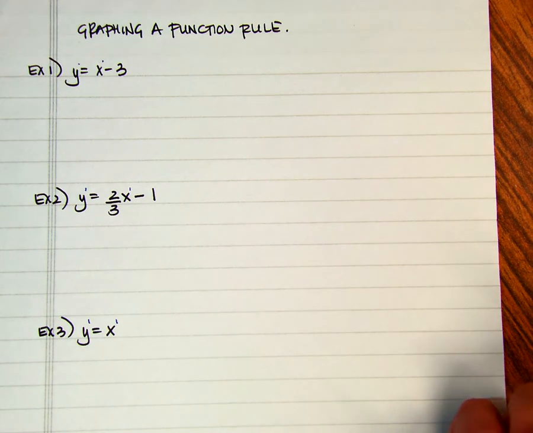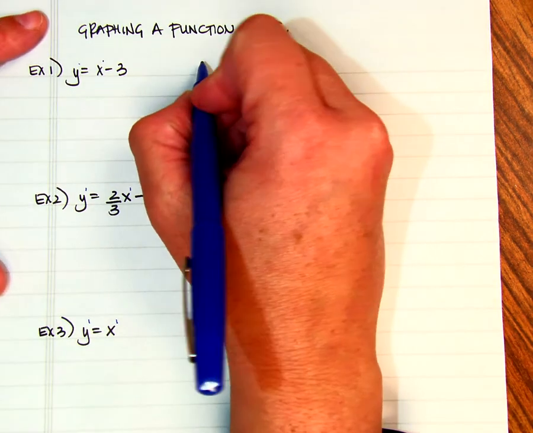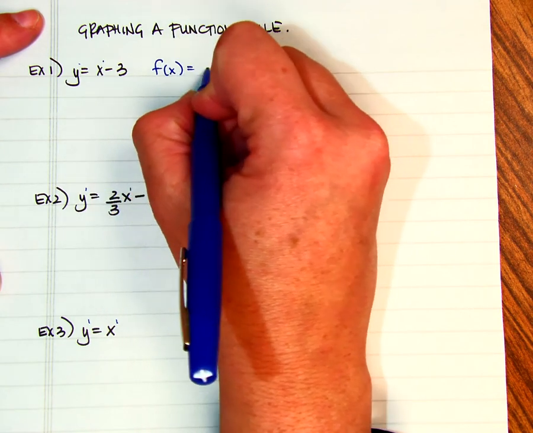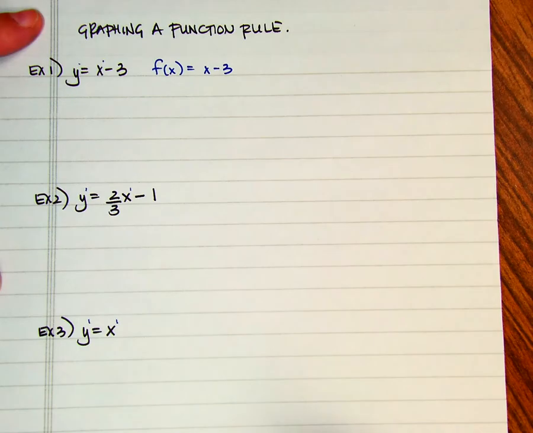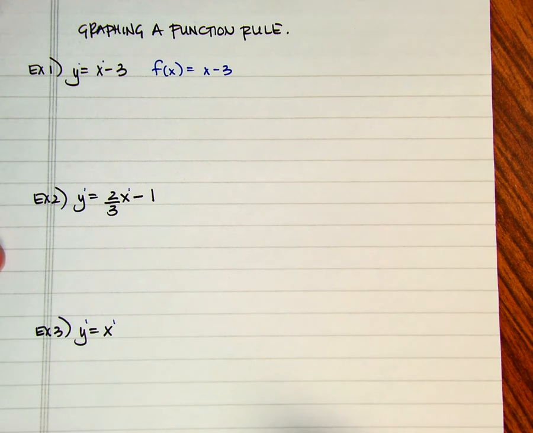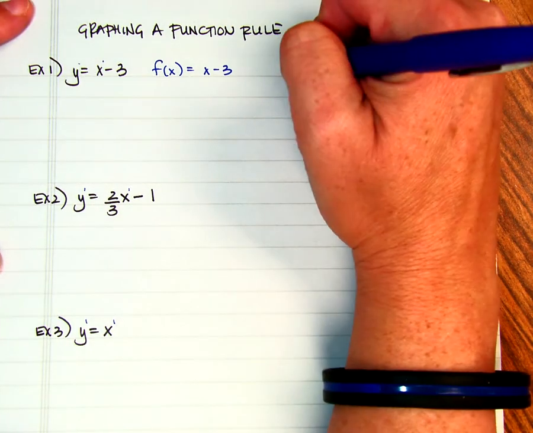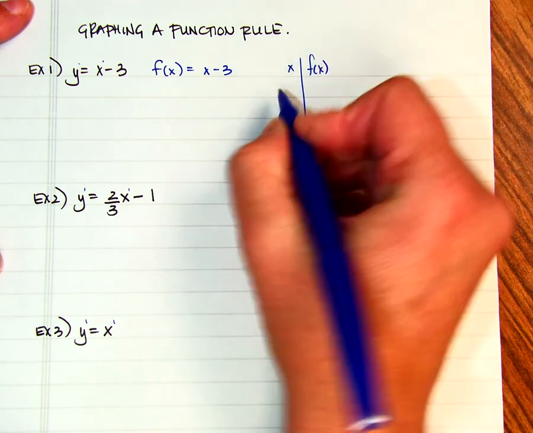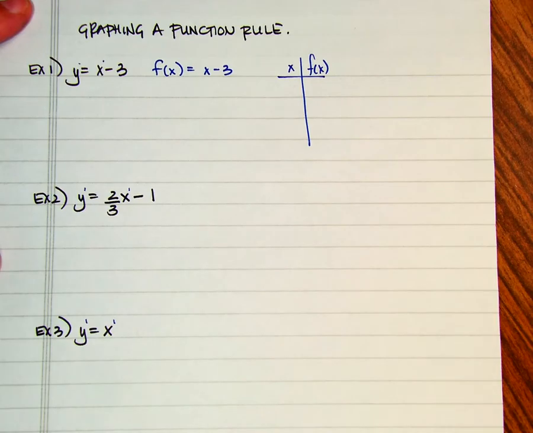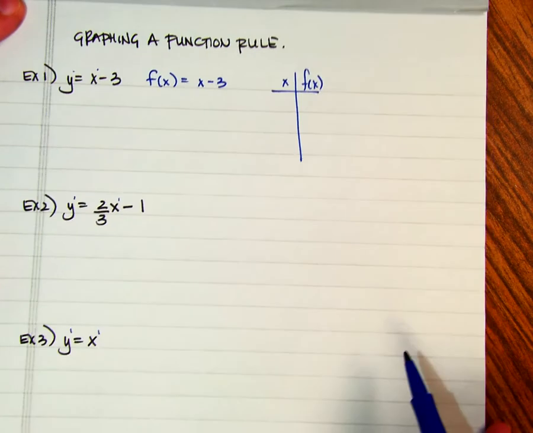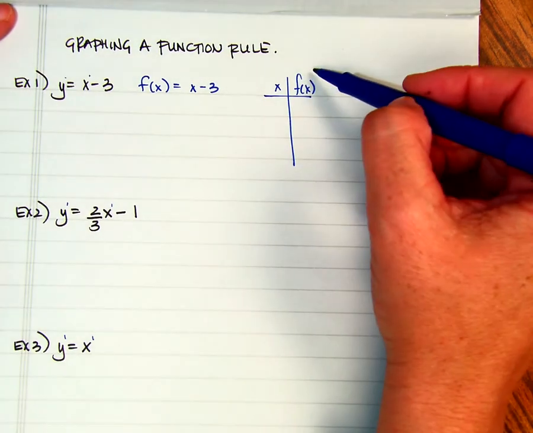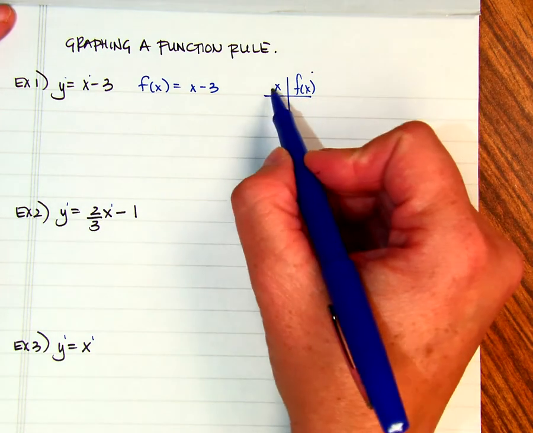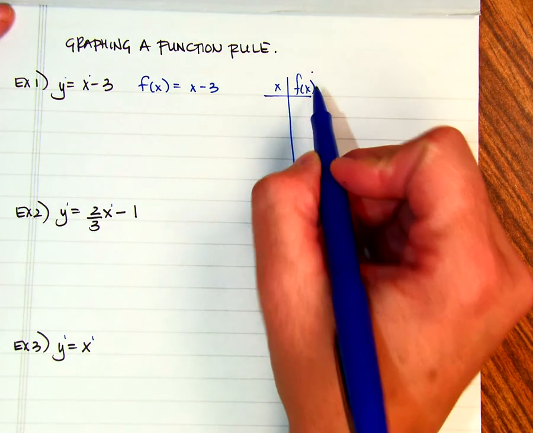Keep in mind also, we could be talking about this as f of x equals x minus 3. That's another way we could be writing this, looking at x and f of x as our table. So f of x is also the same thing as y, and this is also input and output. So what I put in, what gets spit out, okay?